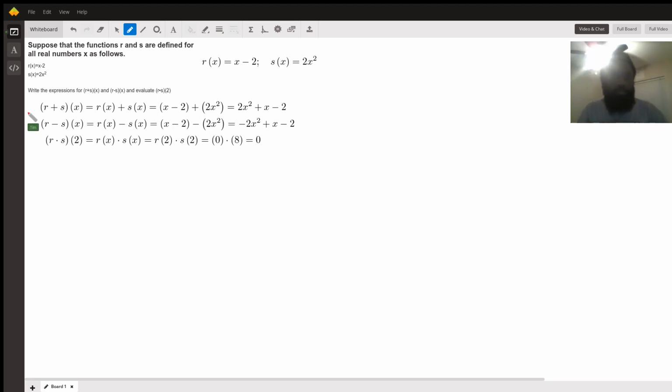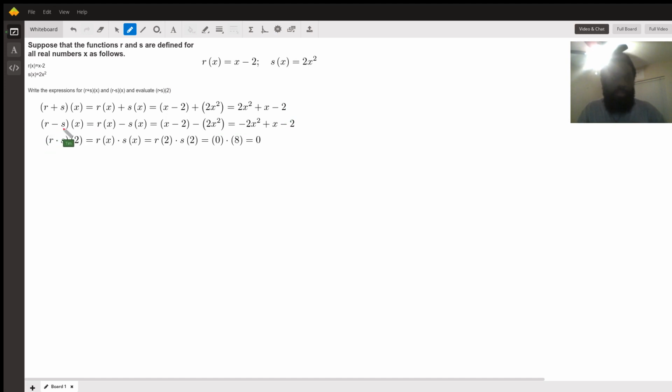So, R plus S of X equals the sum of the two functions. This, by the way, is how you rewrite this notation. Equals R plus S, okay? And all you do is rearrange the function in descending exponential order, starting with the x squared term, plus x minus 2. That's it for R plus S.